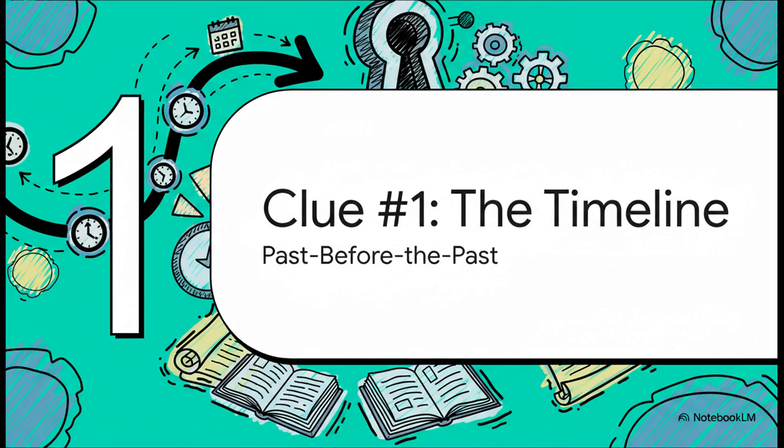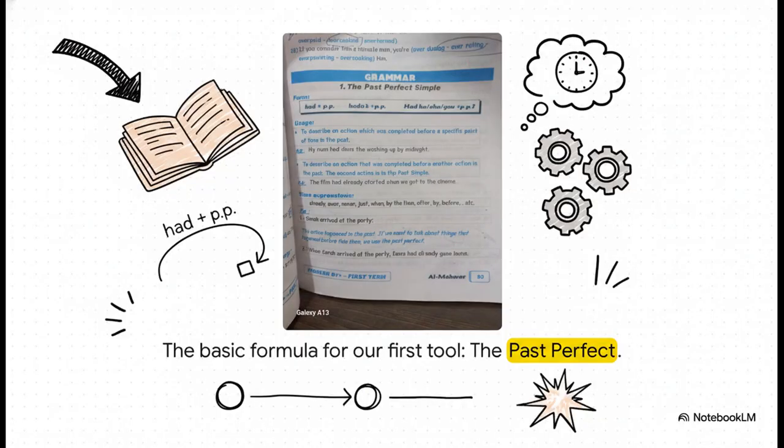Think of it like a grammatical time machine that lets us talk about something that happened before another event that is also in the past. We need to unlock this idea of a past before the past. And here it is, our first tool for the detective kit, pulled straight from the evidence file. It's called the past perfect tense. Now, the secret to its power is, believe it or not, super simple. The formula is just the word had plus the past participle of a verb. Words like gone, seen, or in our case, died. That's it. That is the key that unlocks the timeline.